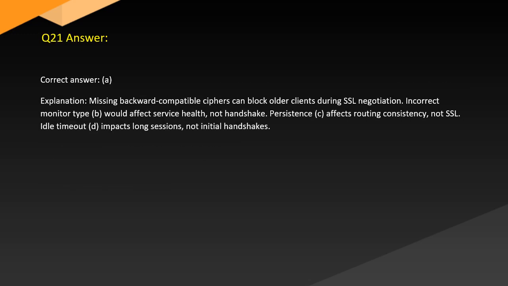Answer. Correct answer: A. Explanation: Missing backward compatible ciphers can block older clients during SSL negotiation. An incorrect monitor type (B) would affect service health, not the handshake. Persistence (C) affects routing consistency, not SSL. Idle timeout (D) impacts long sessions, not initial handshakes.